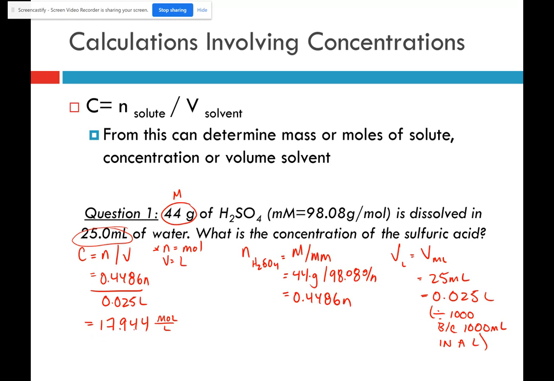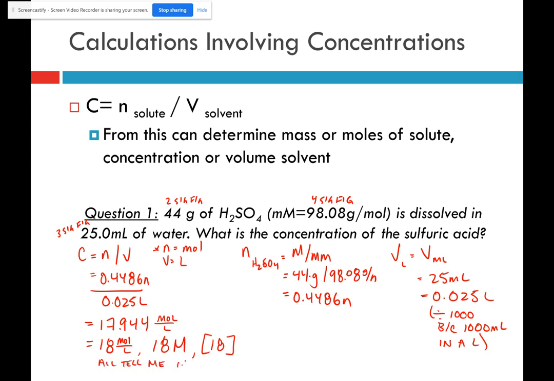But again, with sig figs, if we look at the question, I am given 3 numbers here. This has 2 sig figs, both 4s. This has 4. And this guy has 3. So I'm only going to report to 2 sig figs. So this is going to be 18. Okay, I could write it as mol per L. I could write it as 18 with a capital M, or I could write it as 18 in square brackets. Those all tell you that it's 18 moles per liter.